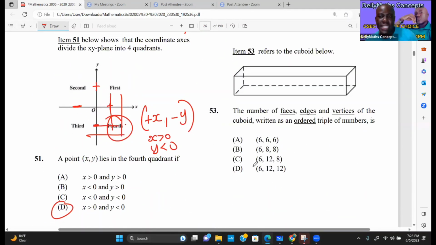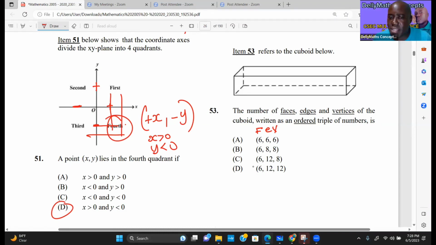Question: the number of faces, edges, and vertices of the cuboid, written in order as the triple. All right, so faces first, then edges, then vertices. They are asking which one is correct. Check for yourself.